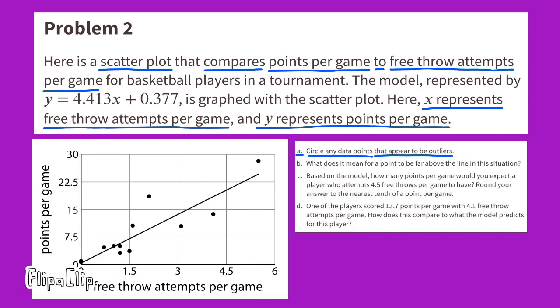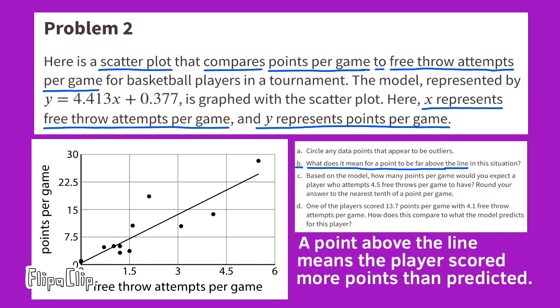A. Circle any data points that appear to be outliers. I notice this one outlier. B. What does it mean for a point to be far above the line in this situation? A point above the line means the player scored more points than predicted.